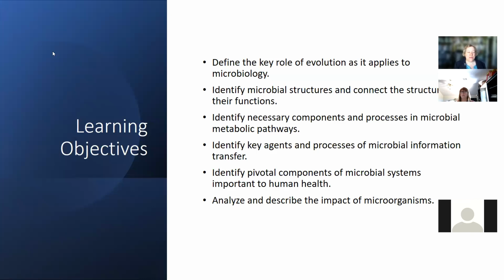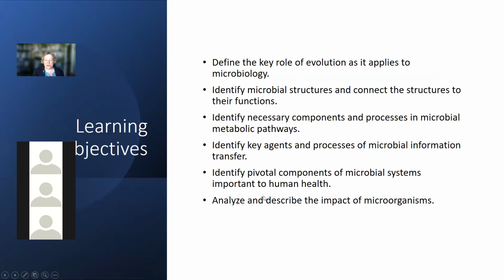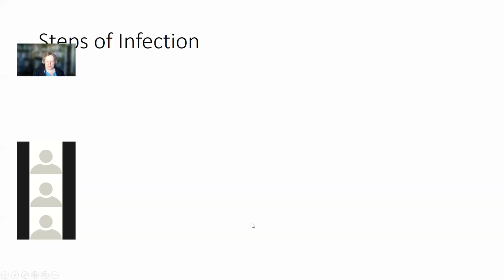All right. So this chapter helps us move toward being able to meet the following learning objectives. Define the key role of evolution as it applies to microbiology. Identify microbial structures and connect the structures to their functions. Identify necessary components and processes in microbial metabolic pathways. Identify key agents and processes of microbial information transfer. Identify pivotal components of microbial systems important to health. We're going to be doing an awful lot of that today. And analyze and describe the impact of microorganisms. We'll be doing a lot of this one too.